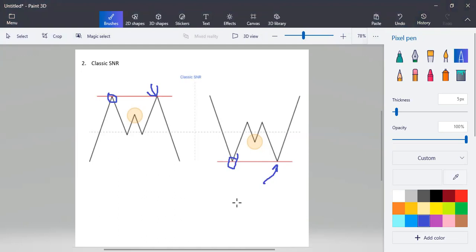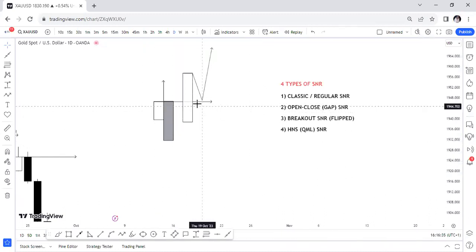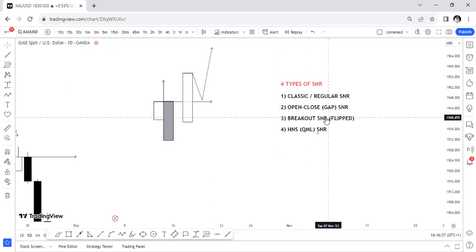Let me go to TradingView and get a TradingView. Where's TradingView? Okay. Yeah, this is TradingView. Then we are talking about the breakout of SNR. This is the third type of SNR, which we call the flipped.